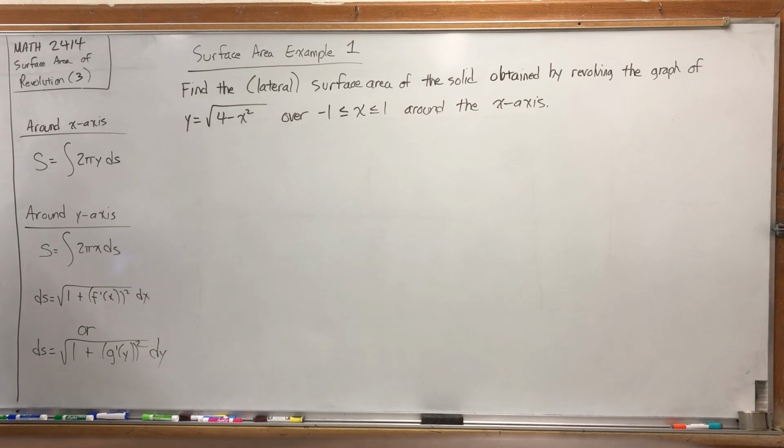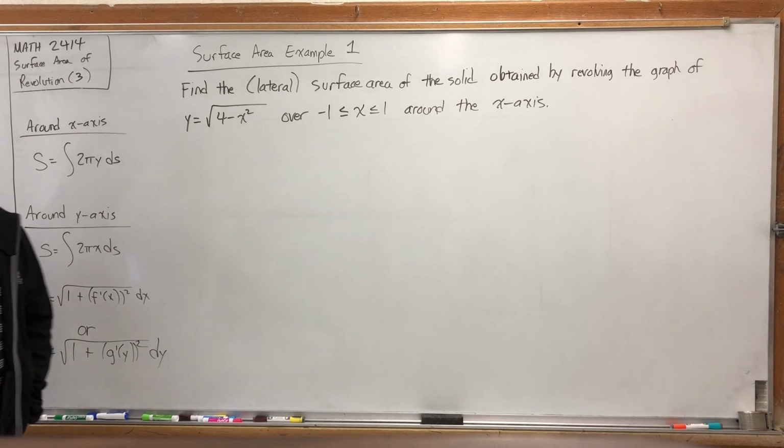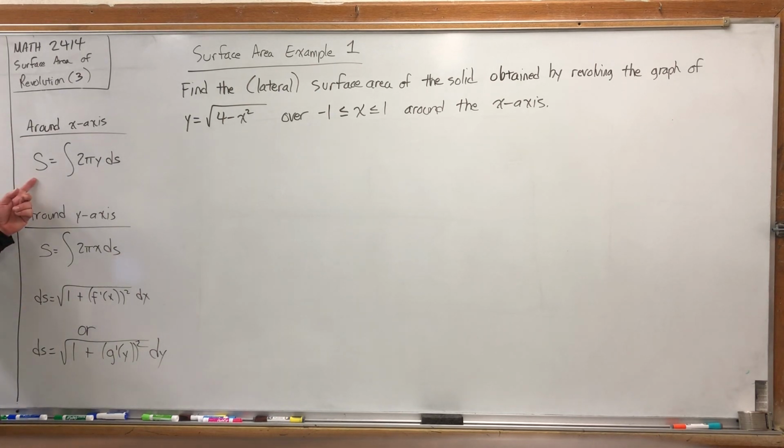If you are rotating a curve around the x-axis and you want to find the surface area of the solid of revolution, then the surface area is the integral of 2 pi y ds. But if going around the y-axis, then your surface area is the integral of 2 pi x ds. Just remember that the variable that represents the radius is the opposite of the axis variable.